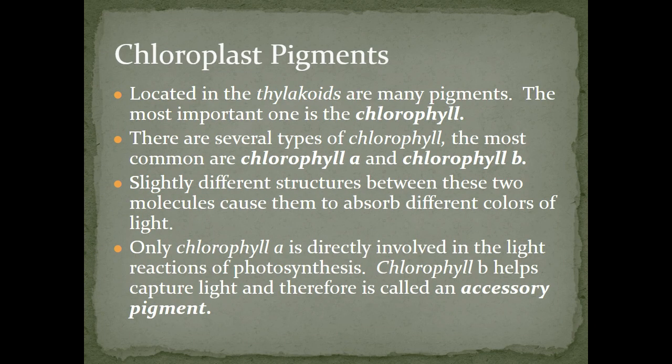So, chloroplast pigments. Located in the thylakoids, we have our chlorophyll. There are different types of chlorophyll. The most common are chlorophyll A and chlorophyll B. There's a slightly different structure between the two, which causes them to absorb different colors of light. Chlorophyll A is directly involved with the reaction of photosynthesis. Chlorophyll B helps capture the light, therefore it is an accessory pigment, meaning that it is not absolutely necessary to photosynthesis.